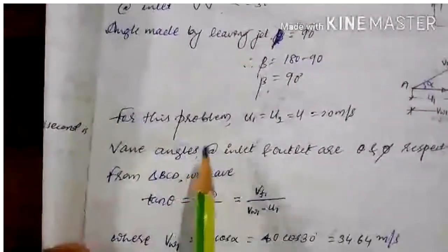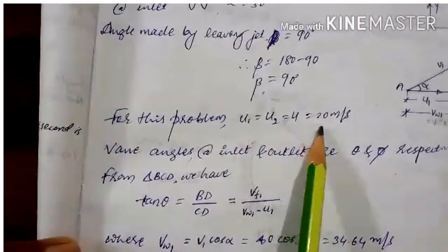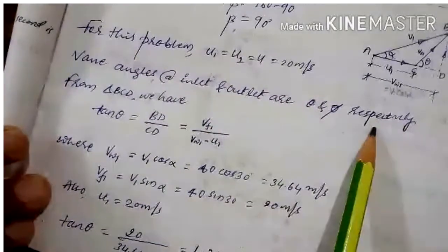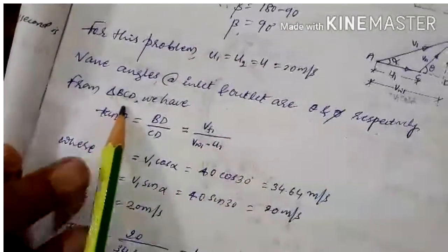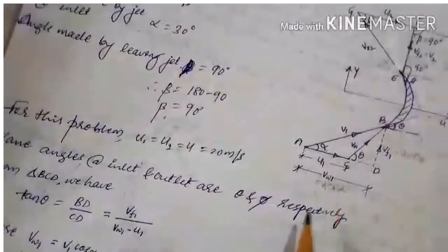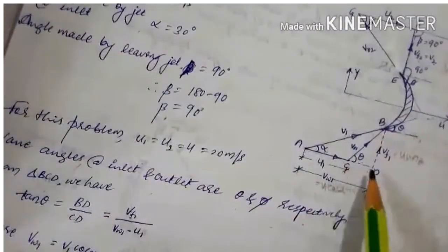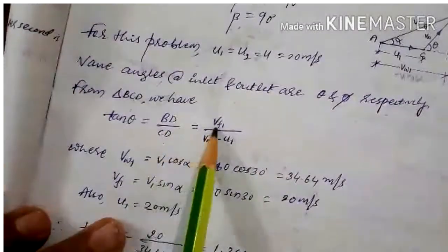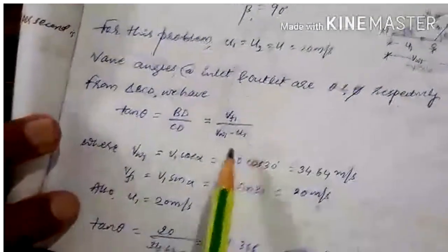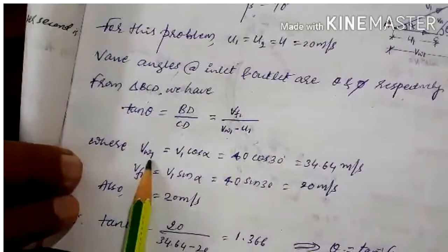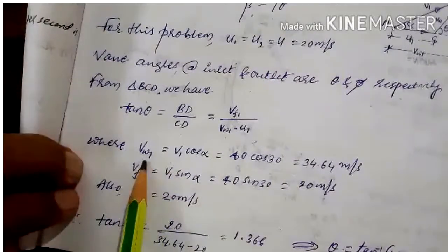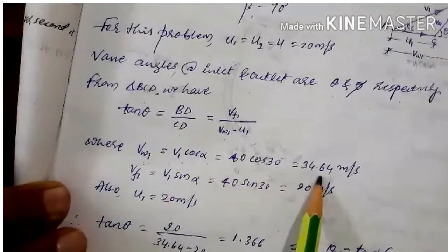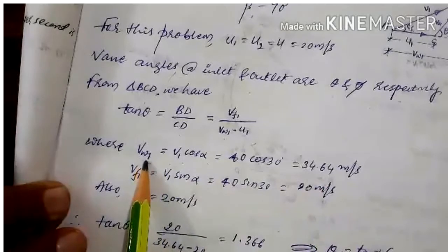Then, for this problem, u1 is equal to u2 equal to u, that is 20 meter per second. The vane angles at inlet and outlet are theta and pi respectively. Then from triangle BCD, this is the inlet velocity triangle BCD, apply tan theta equal to BD by CD, that is VF1 by VW1 minus U1. So what is VW1? VW1 is nothing but the component of V1, that is V1 cos alpha. V1 is given, alpha is given, substitute and get the value. This is called whirl velocity at inlet.